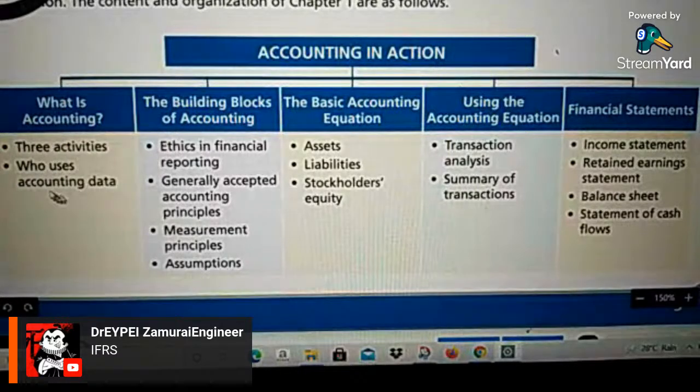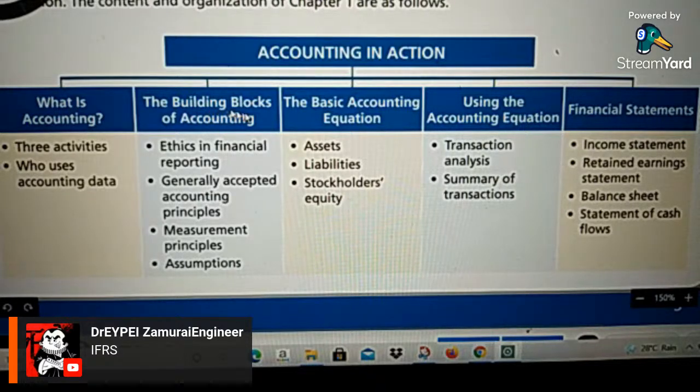And who are those users? Internal and external users. We use managerial accounting to present useful information to internal users, and that is the focus of managerial accounting. For financial accounting, this information can be utilized by both internal and external users. We already identified and listed down the internal and external users of that information.